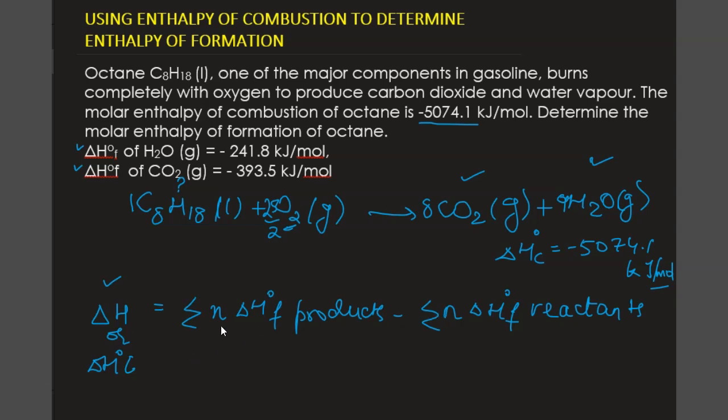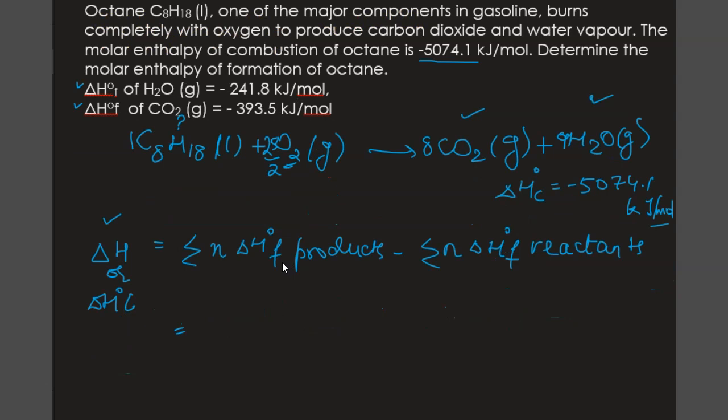Okay, let's first calculate delta H naught F of products. Our delta H naught F for products, because products are carbon dioxide and water, and how many carbon dioxide molecules are there, is 8, so we do 8 times negative 393.5 plus 9 times negative 241.8. So this is for the products. Minus what is the sum total of reactants enthalpies.